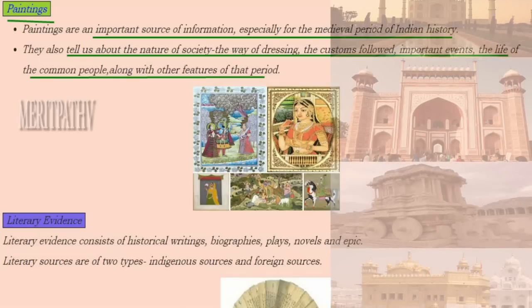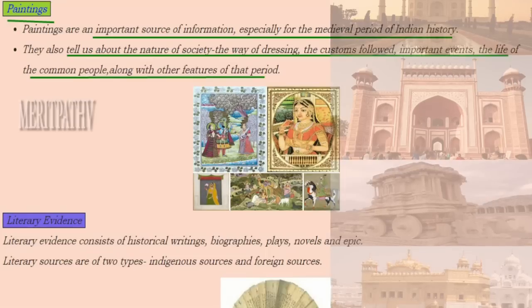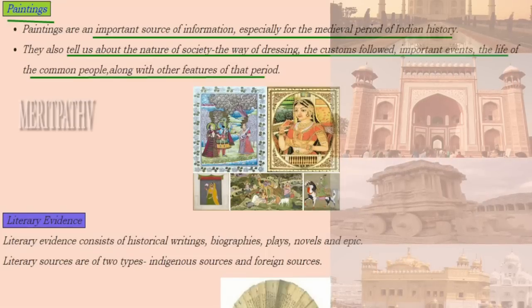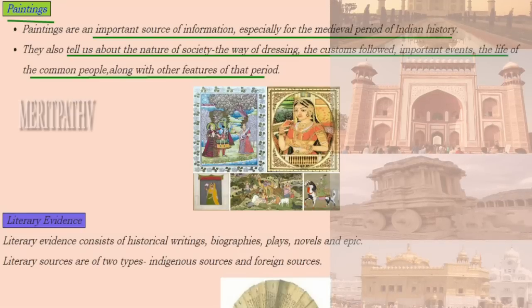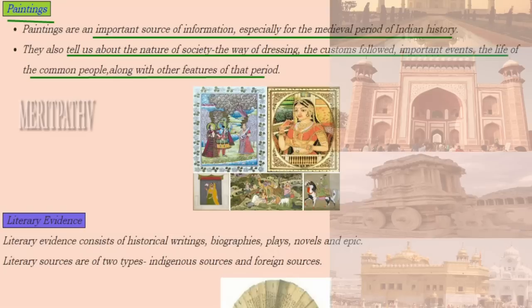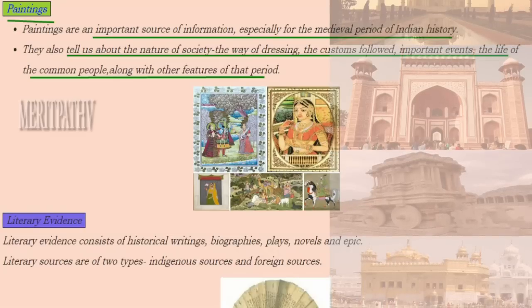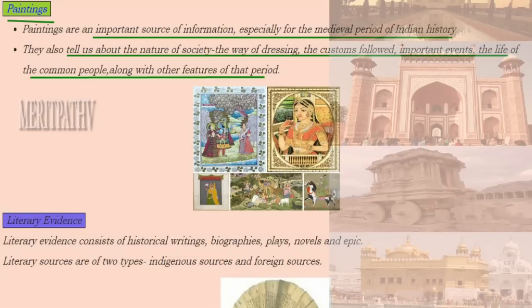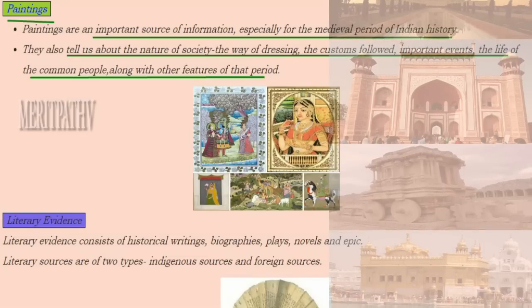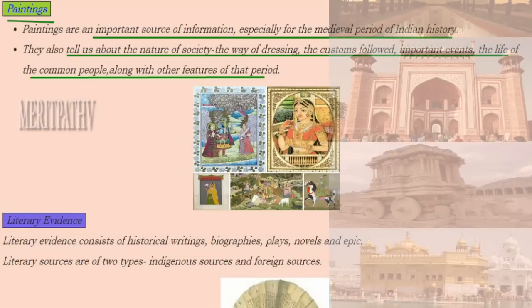Next is paintings. These are an important source of information for the medieval period of Indian history. They tell us the nature of the society, the way of dressing, the customs which were followed, the important events, the life of the common people, along with some other features. These images show us some paintings.